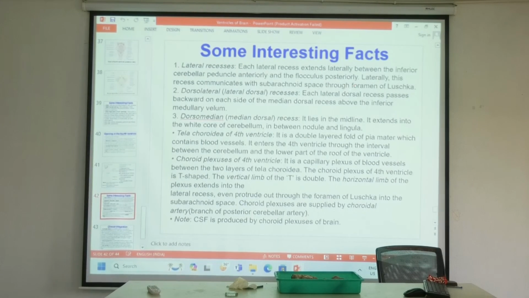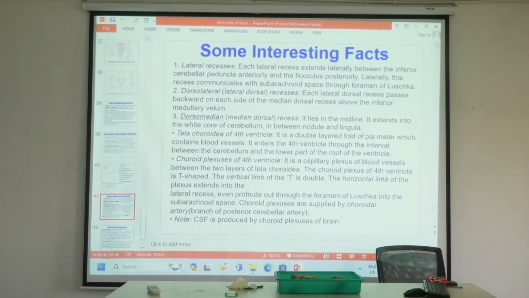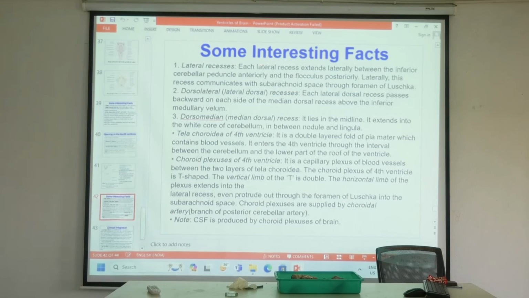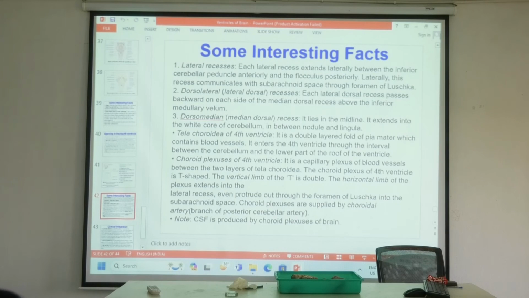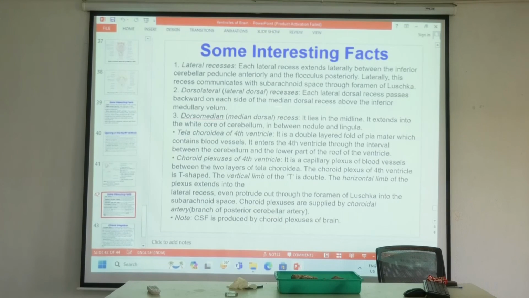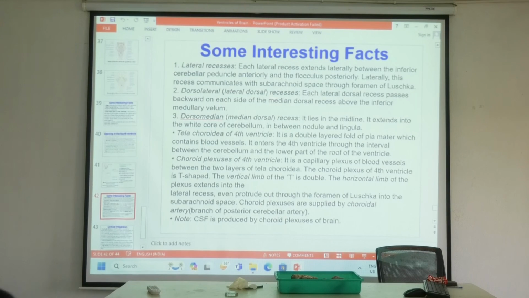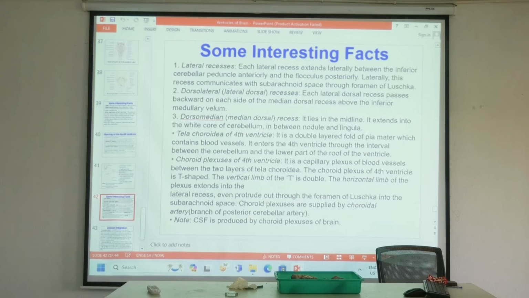Lateral recess. Each lateral recess extends laterally between the inferior cerebellar peduncle anteriorly and the flocculus posteriorly. Laterally, this recess communicates with the subarachnoid space through the foramen of Luschka. Dorsolateral or lateral dorsal recess. Each lateral dorsal recess passes backward on each side of the median dorsal recess above the inferior medullary velum. This is the location of the dorsolateral recess. Next is the dorsomedian or median dorsal recess. It lies in the midline and extends into the white core of the cerebellum in between the nodule and lingula.